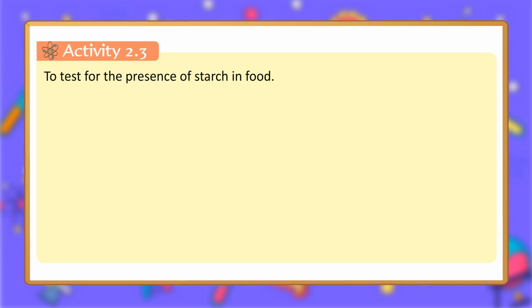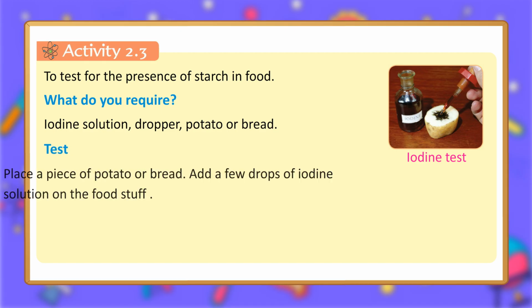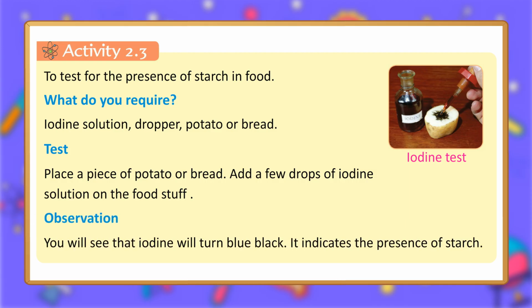Activity 2.3. To test for the presence of starch in food. What do you require? Iodine solution, dropper, potato or bread. Test. Place a piece of potato or bread. Add a few drops of iodine solution on the foodstuff. Observation. You will see that iodine will turn blue-black. It indicates the presence of starch.